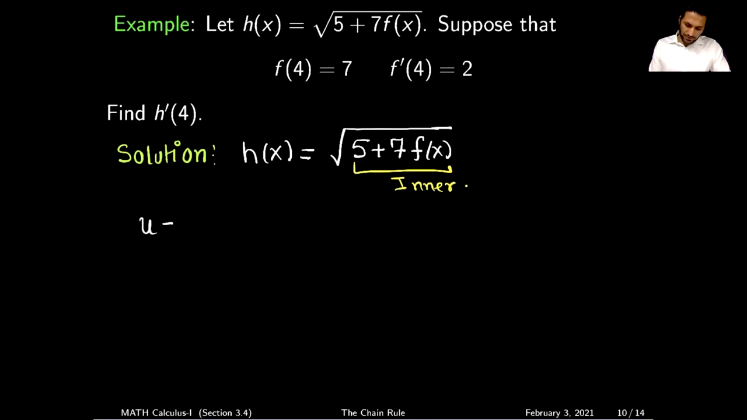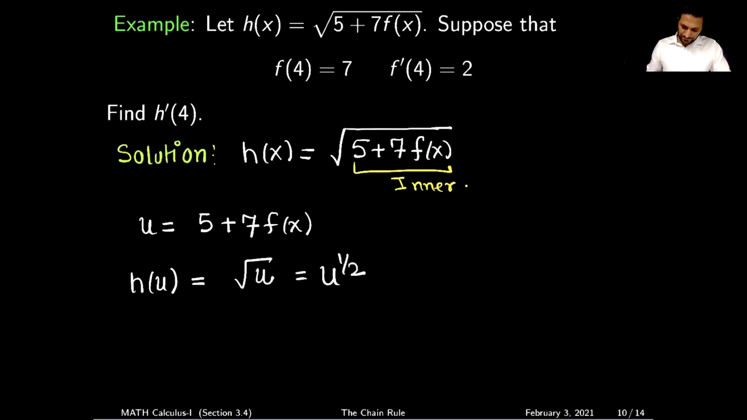So I'm going to make my u substitution as 5 plus 7 f of x, and then my h of u, because h will now depend on u, will be the square root of u, or in other words u to the power 1/2. Now I will calculate the derivative of these functions individually. So du with respect to x: the derivative of 5 is 0 because it is a constant function, and the derivative of 7 times f of x, since f of x is not given, I will just write down the notation of the derivative of the function.